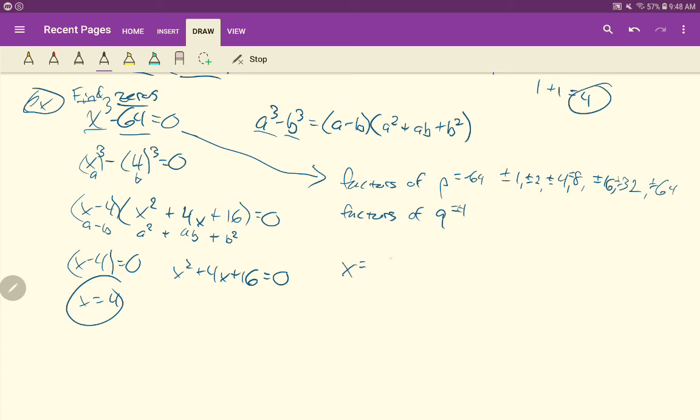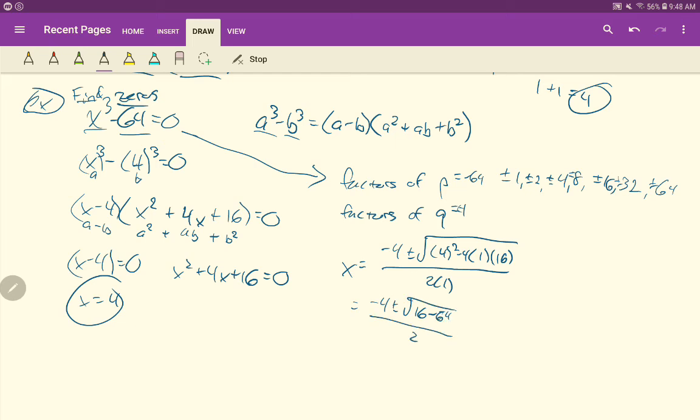But it's going to be x equals -4 plus or minus the square root of b squared minus 4 times a times c all over 2 times a. Okay? And then we simplify here. So we get -4 plus or minus the square root of 16 minus, let's see here, 4 times 16 is 64, minus 64 over 2.